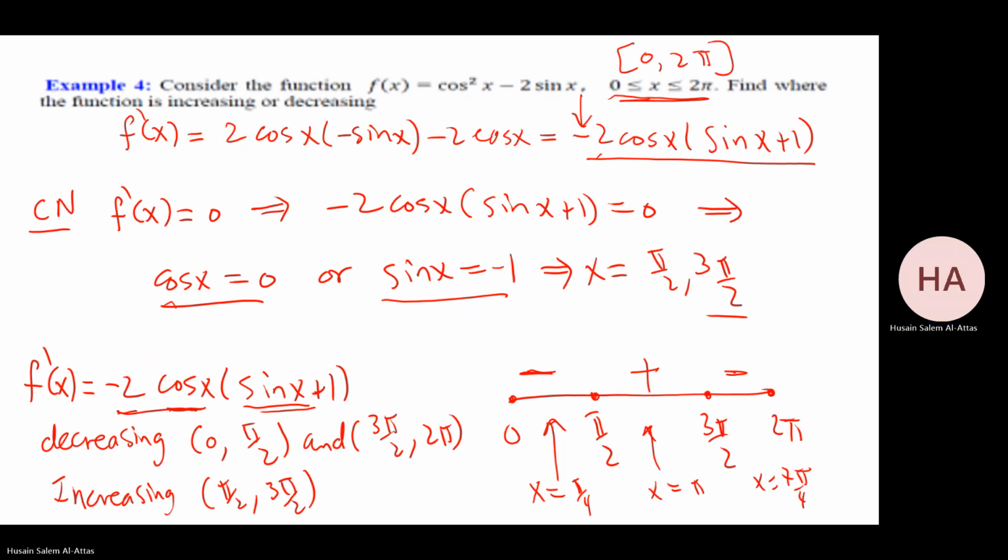Here, I think increasing, decreasing, increasing, and this is decreasing. So I have a local min here. I have a local maximum here.